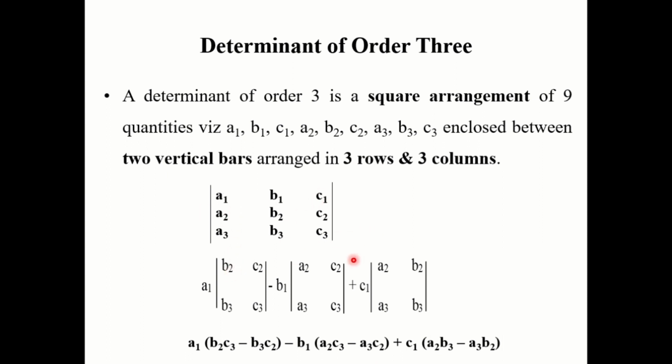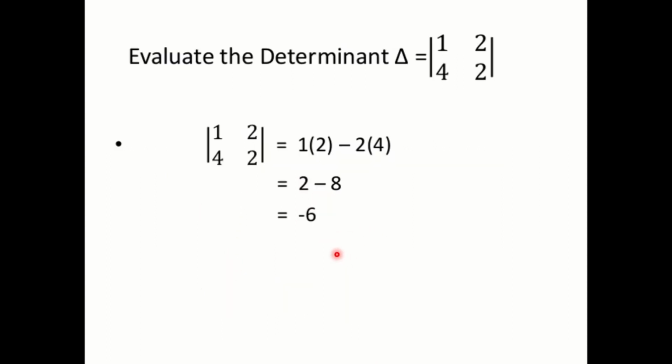Now evaluate the determinant 1, 2, 4, 2. This is a determinant of order 2 by 2, meaning 2 rows and 2 columns. See how we can expand. 1 into 2 minus 2 into 4. 1 into 2 is 2, minus 4 into 2 is 8. 2 minus 8 is minus 6. This is the value of the determinant 1, 2, 4, 2.